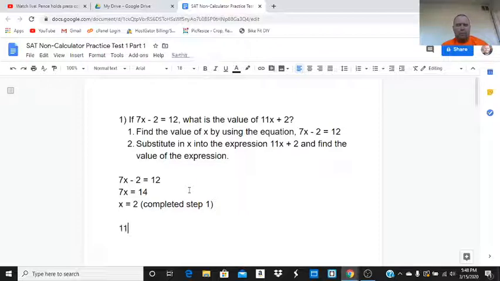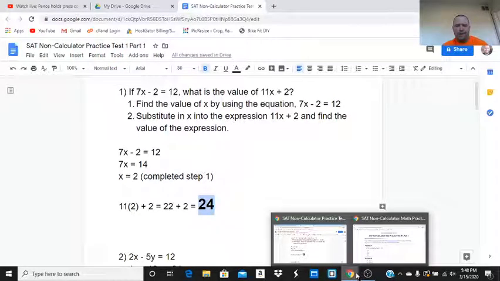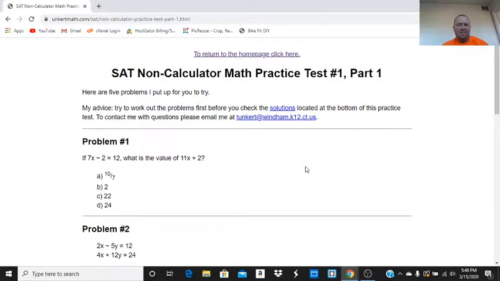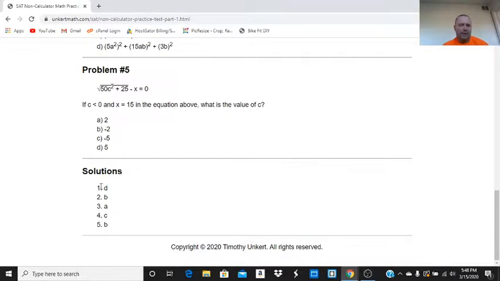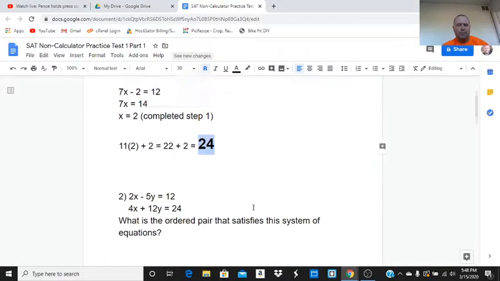Now we have to plug back in, or substitute in, the value of x into the expression 11x plus 2. So instead of x, I'm going to put 2. So 11 times 2 is 22. 22 plus 2, which is 24, which is our solution. Make that nice and big so you can see it. So 24 is our solution to number 1. All right. So that would give me D. Look down here, we check our answer. We always check our work. The correct answer is D. That's awesome.